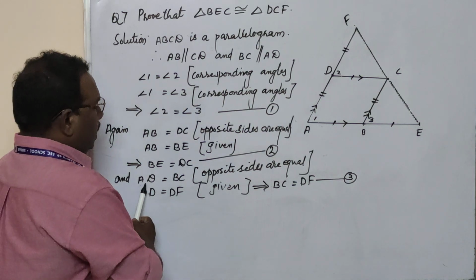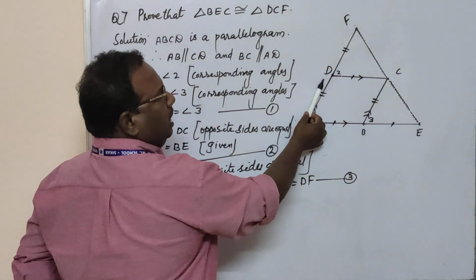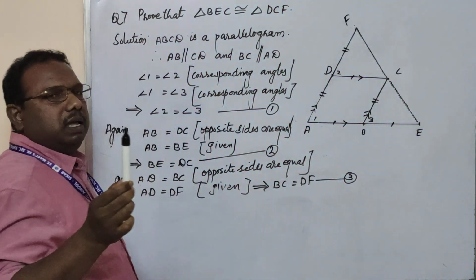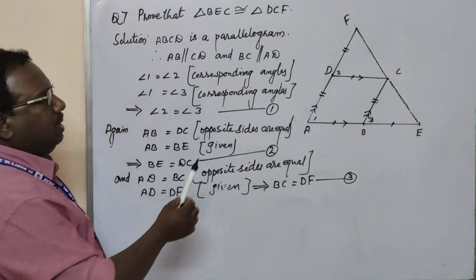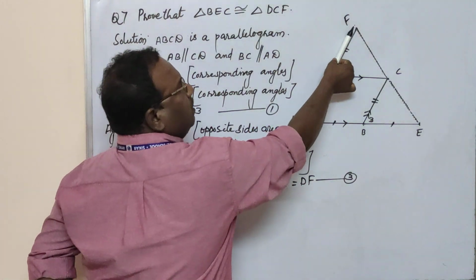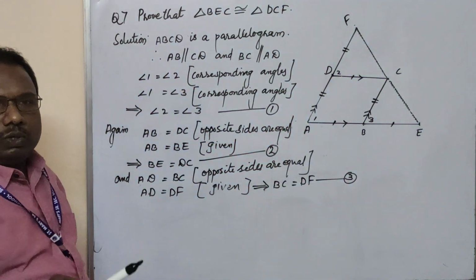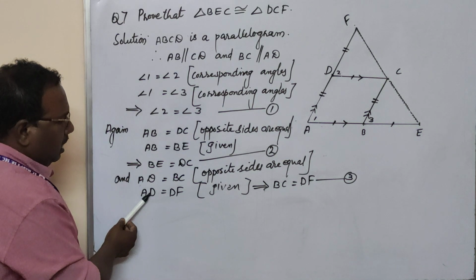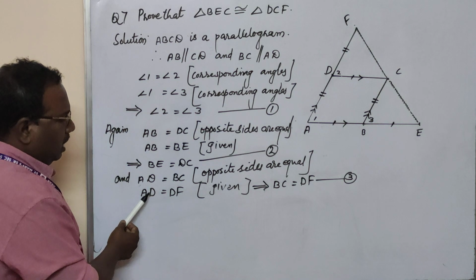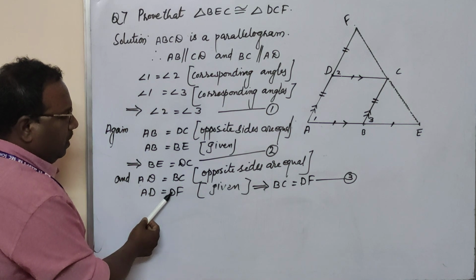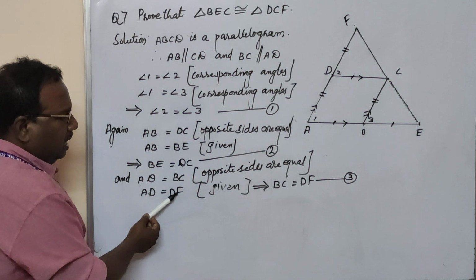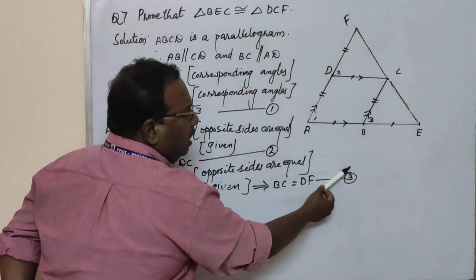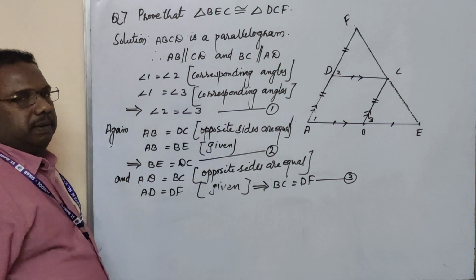Again, AD equal to BC. Here, this AD equal to BC. Opposite sides are equal. And AD is equal to DF. It is mentioned in the question. Therefore, AD equal to BC, AD equal to DF, which implies BC and DF are also equal. BC equal to DF, let it be result 3.